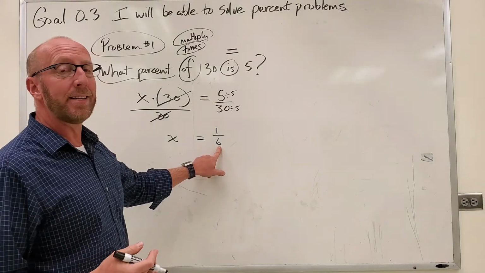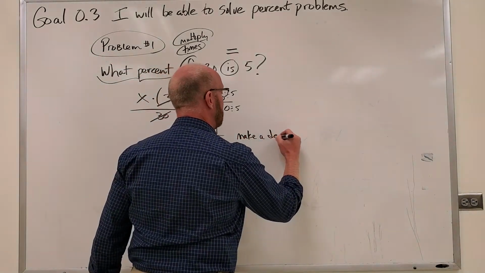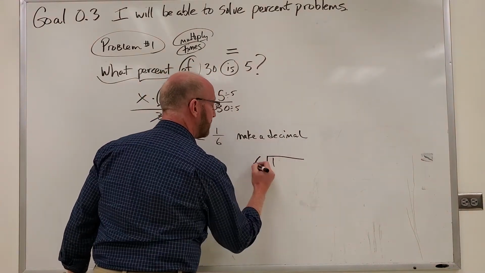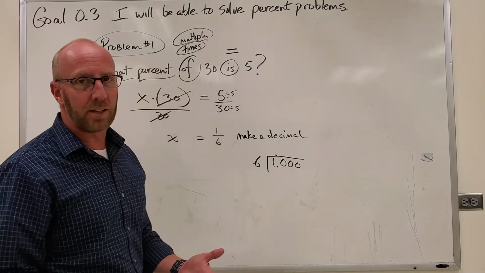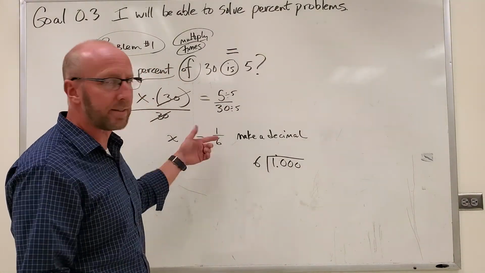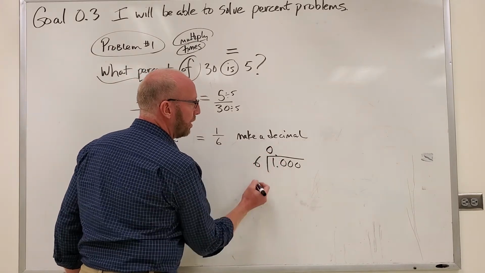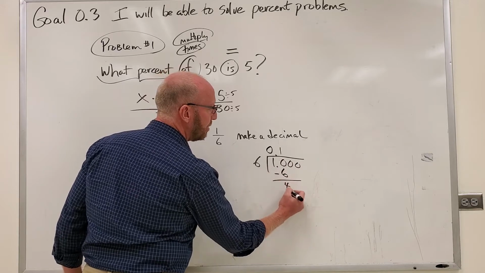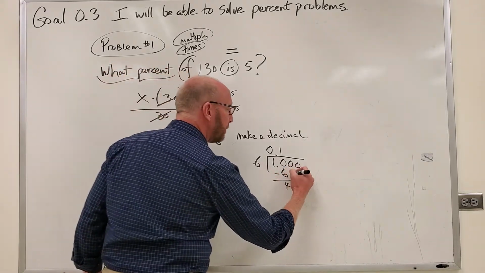What I need to do is make this a decimal. How do I do that? I take 1 divided by 6. Or you could use a calculator and just go 1 divided by 6. It'll give you a decimal. But longhand, 6 does not go into 1. 6 goes into 10 once. That gives me 6. Bring down, 10 minus 6 is 4. Bring the 0 down for a place value.